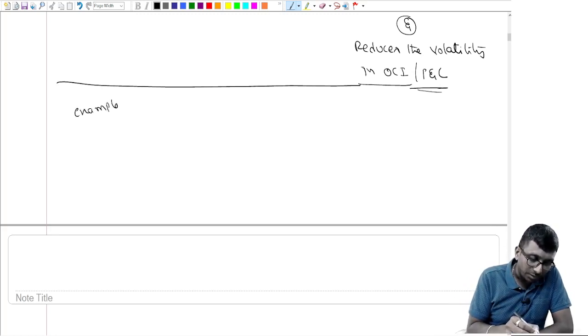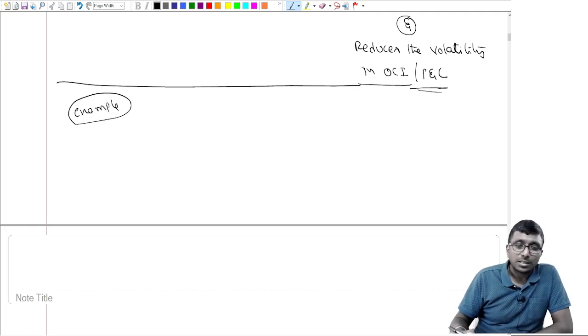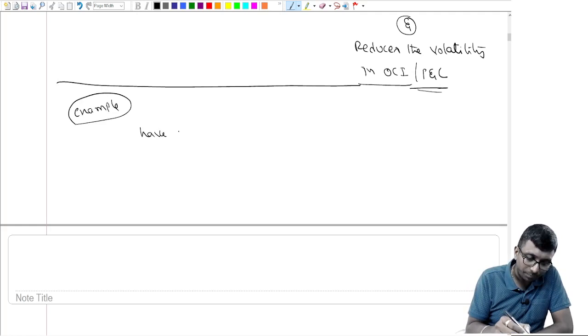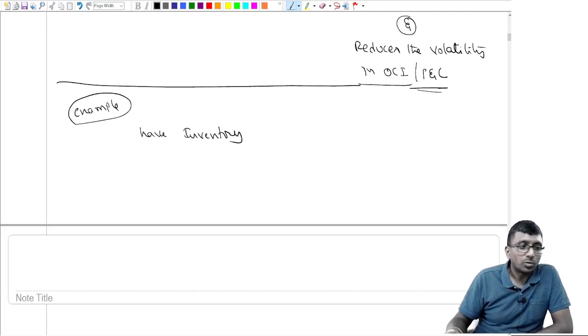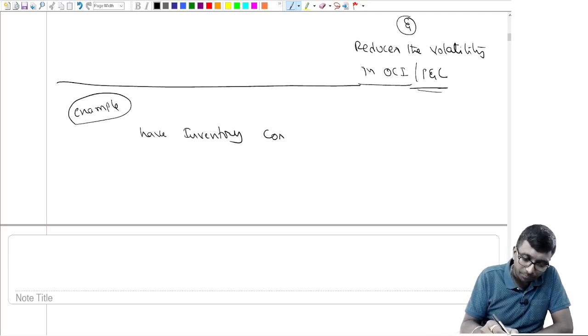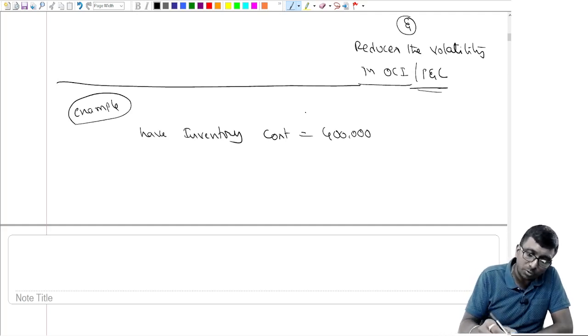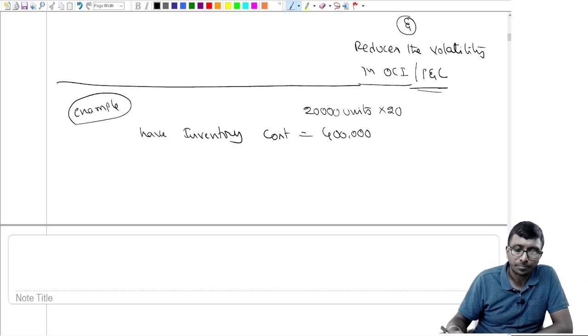Example: suppose you have some inventory in hand. How much worth of inventory? What is the cost of it? Let us say the cost is 4 lakh rupees. Let us say 20,000 units into 20 rupees each is my cost. So obviously 4 lakh rupees. This is my cost.